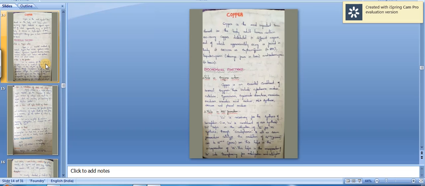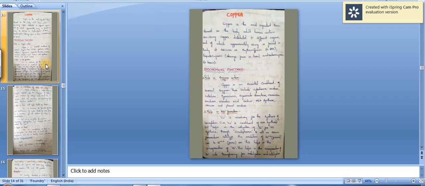Next, coming to biochemical functions of copper: role in enzyme action, role in RBC formation, role in maturation of elastin and collagen, role in bone and myelin sheath of nerves, and copper in blood. First, role in enzyme action. Copper is an essential constituent of several enzymes. These include cytochrome oxidase, catalase, tyrosinase, superoxide dismutase, monoamine oxidase, ascorbic acid oxidase, ALA synthase, uricase, and phenol oxidase.